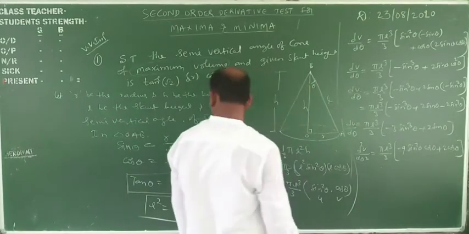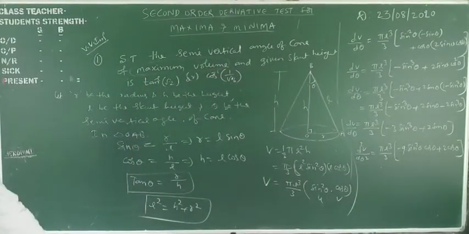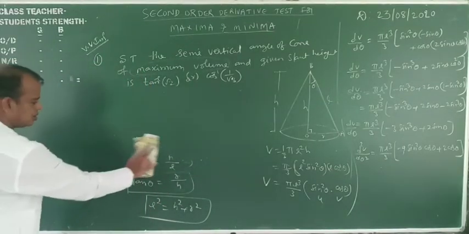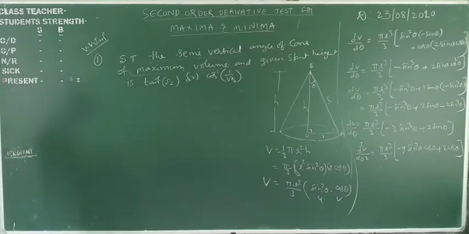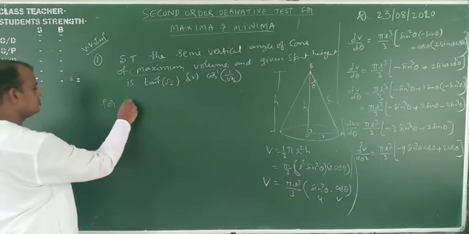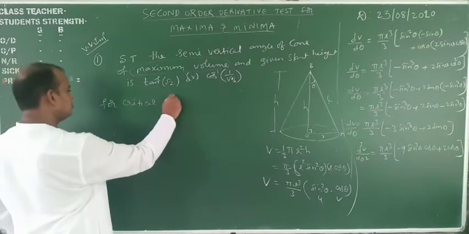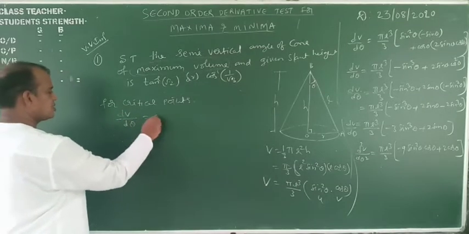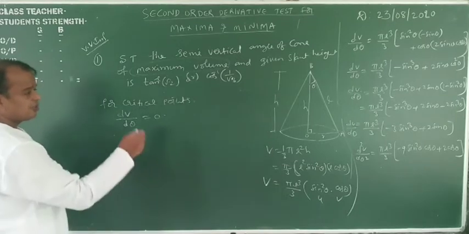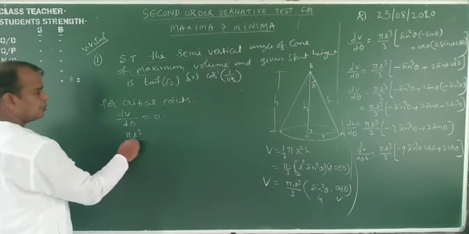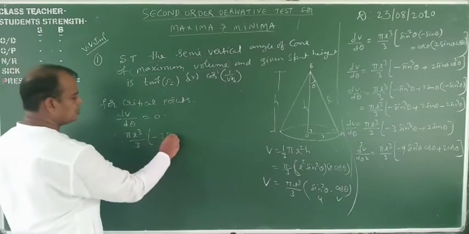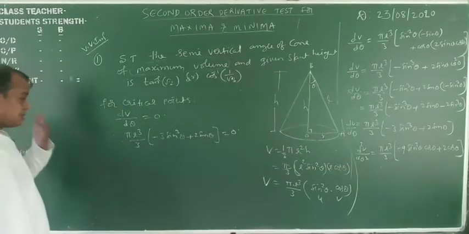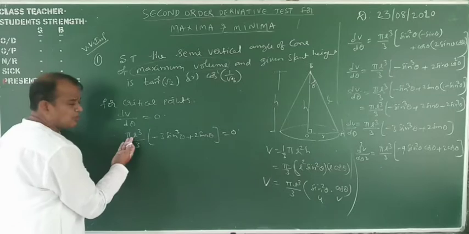Now for critical points, dV by d theta is equal to 0, okay my dear students. So pi L cube by 3 into minus 3 sin cube theta plus 2 sin theta is equal to 0, 100%. This total value is equal to 0, where L should not be equal to 0.